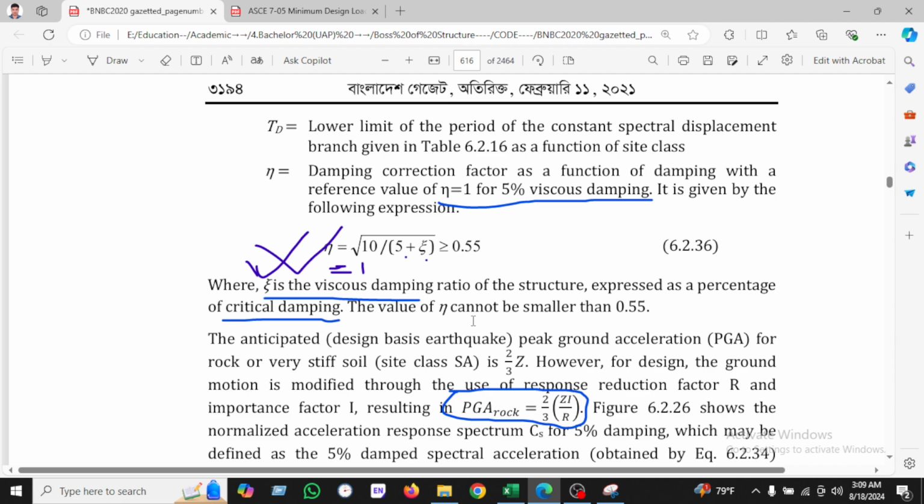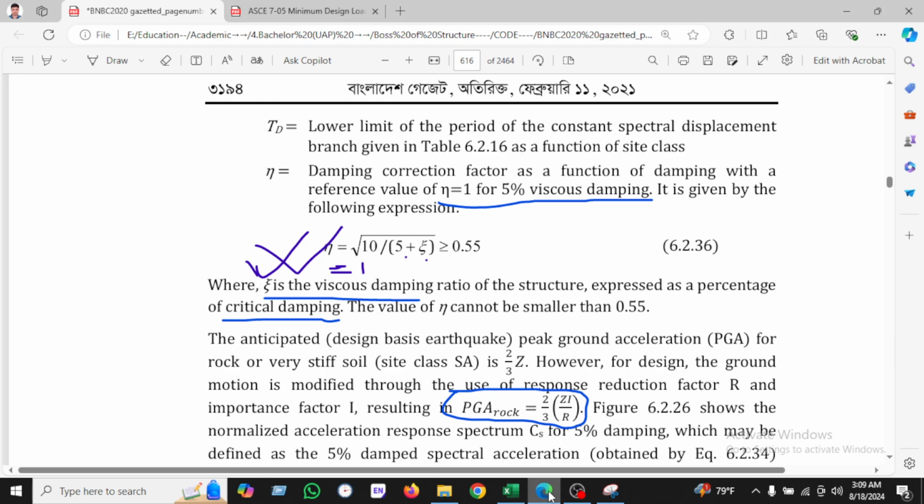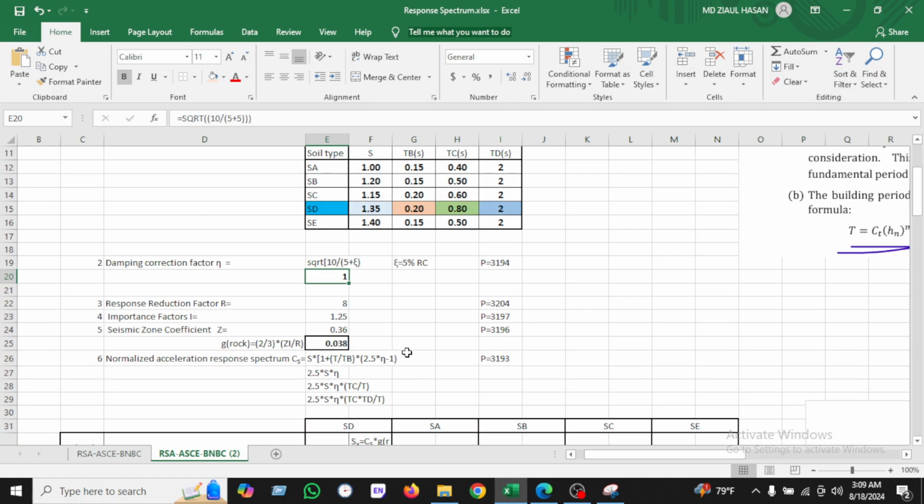Okay, so the value must be greater than 0.55, but here we will calculate for 5% viscous damping. So putting in this value and taking zeta equal to 5, we get 10 divided by 5 plus 5, so equal to 1. So eta equals 1. Okay.